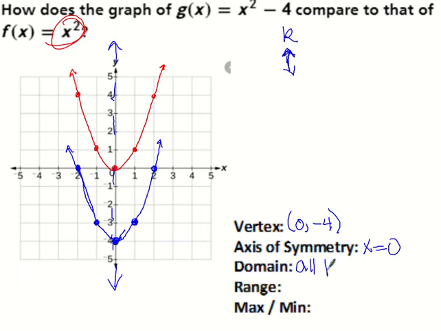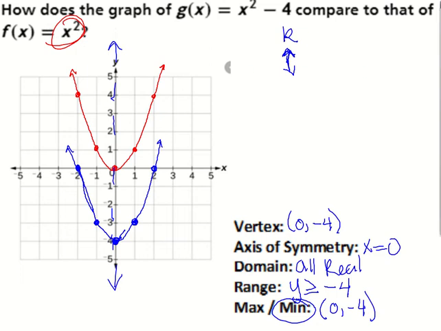Domain is all real. Those x's will be anything they want. But the range definitely has changed. It's now y needs to be greater than or equal to negative 4, right? And then it has a minimum, right? And that minimum is at my vertex of (0, negative 4). All right, so remember, k is the shifting up and down.